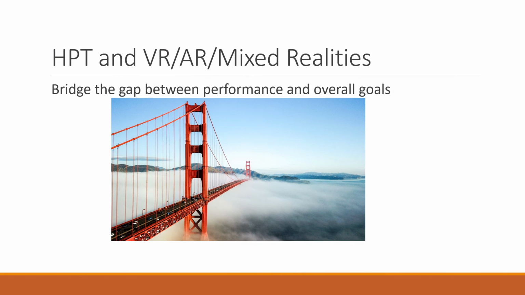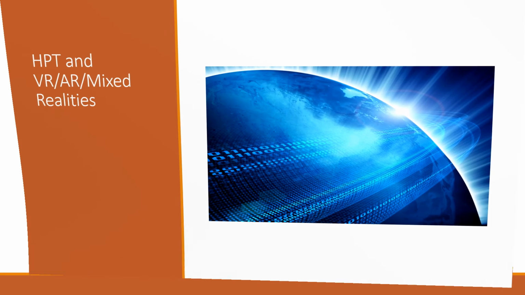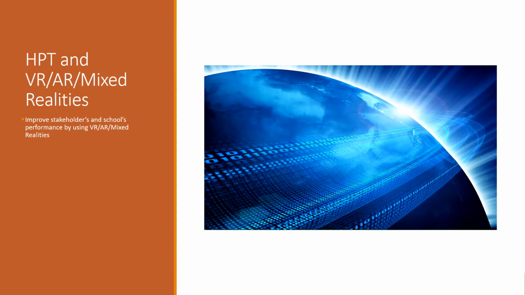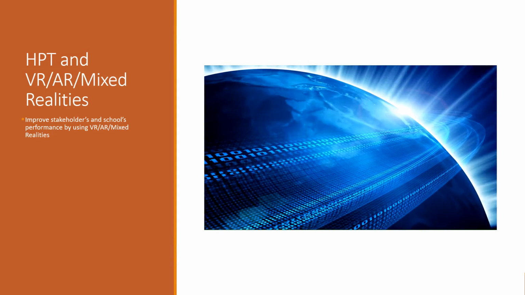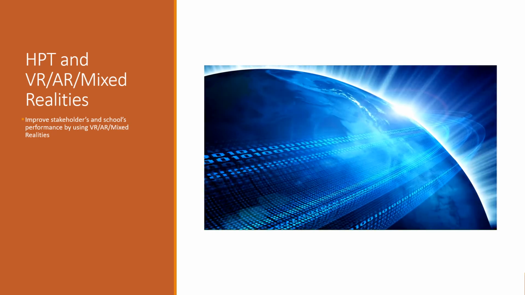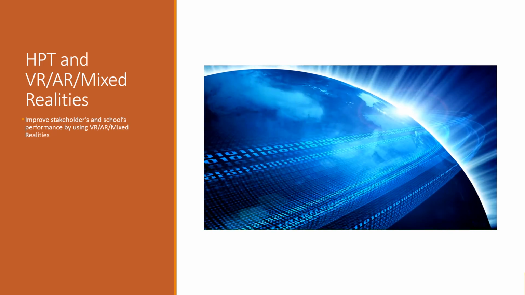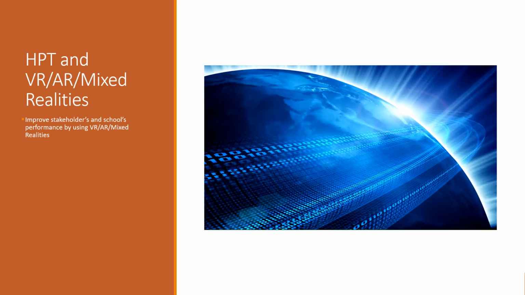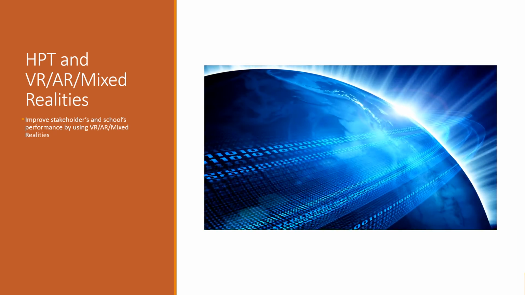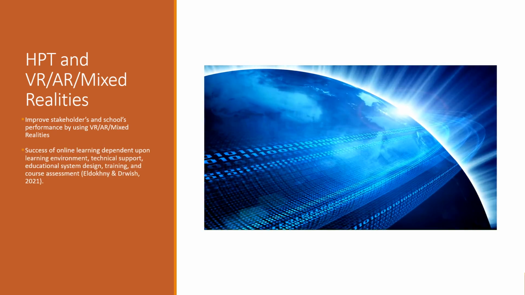Human performance technology affirms the value of performance within a system, and those factors that may impact performance. It helps bridge the gap between performance and its goals overall. By using the systematic approach that HPT affords, online learning coupled with the integration of virtual reality, augmented reality, and mixed reality technologies can improve upon the stakeholder and a school's performance.